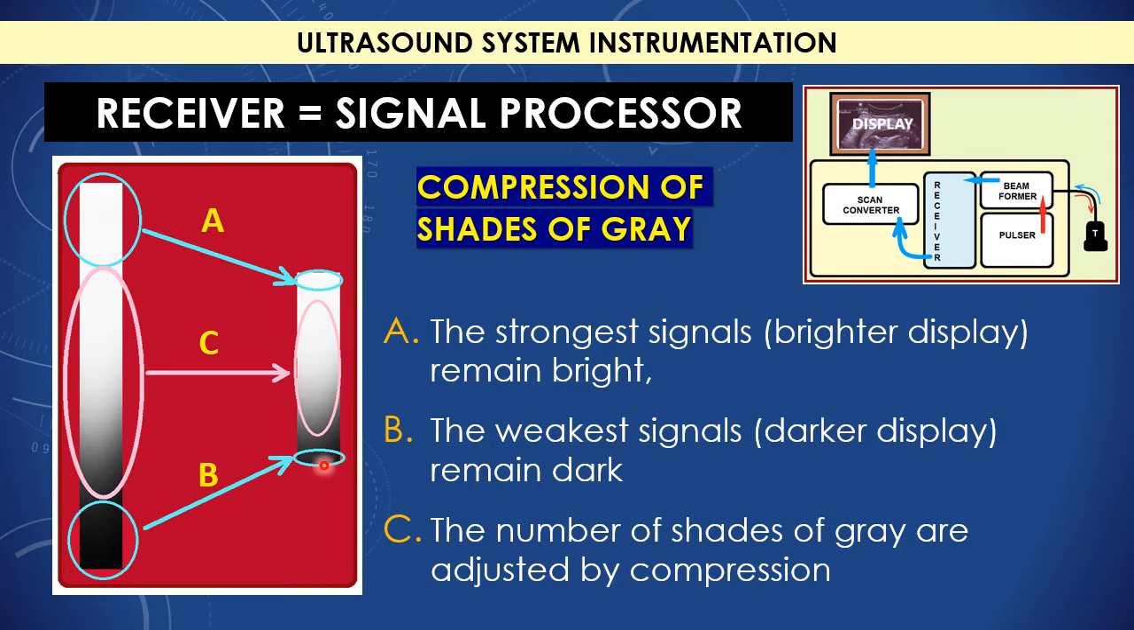So what happened here in the middle, in these mid-level echoes? They are still compressed, but not much. The compression is not much in this area, the area of the mid-level echoes. Why? Because these are representing actually the tissues we are scanning. The tissues we are scanning have mostly mid-level echoes. They are variable mid-level echoes, but still they are in the area of the mid-level echoes. So the number of shades of gray are adjusted by compression between what? Between this area and this area. The rest here are adjusted by compression.